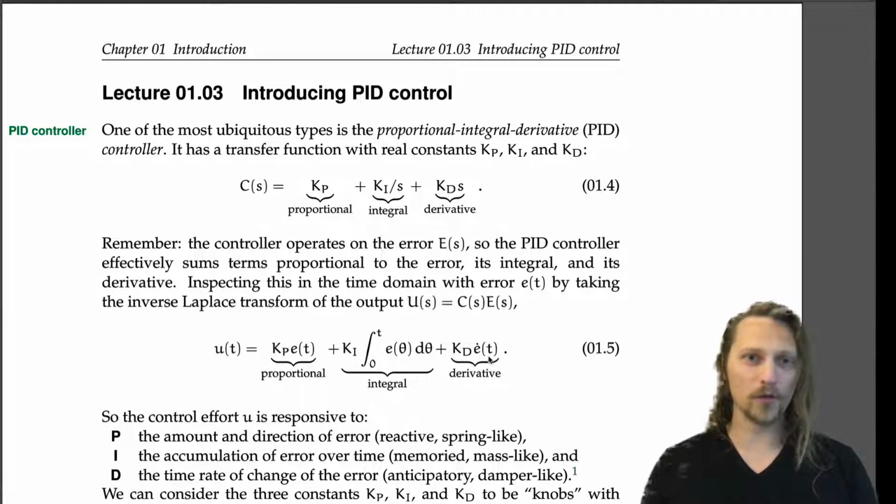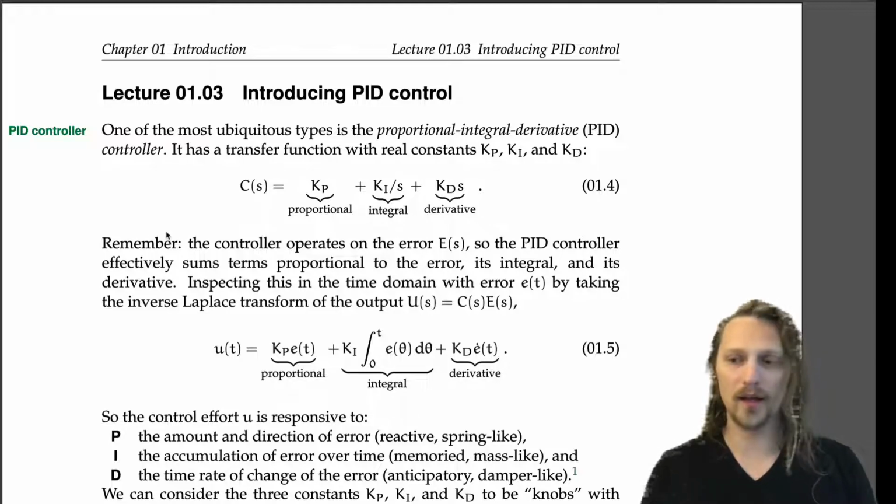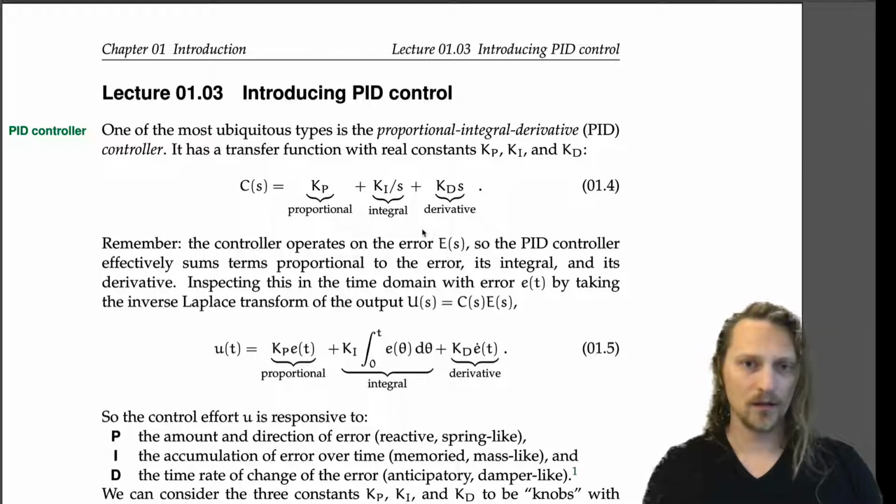Lecture 1.3, Introducing PID Control. One of the most ubiquitous types of controller is the proportional integral derivative, PID, controller. It has a transfer function with real constants Kp, Ki, and Kd given here.